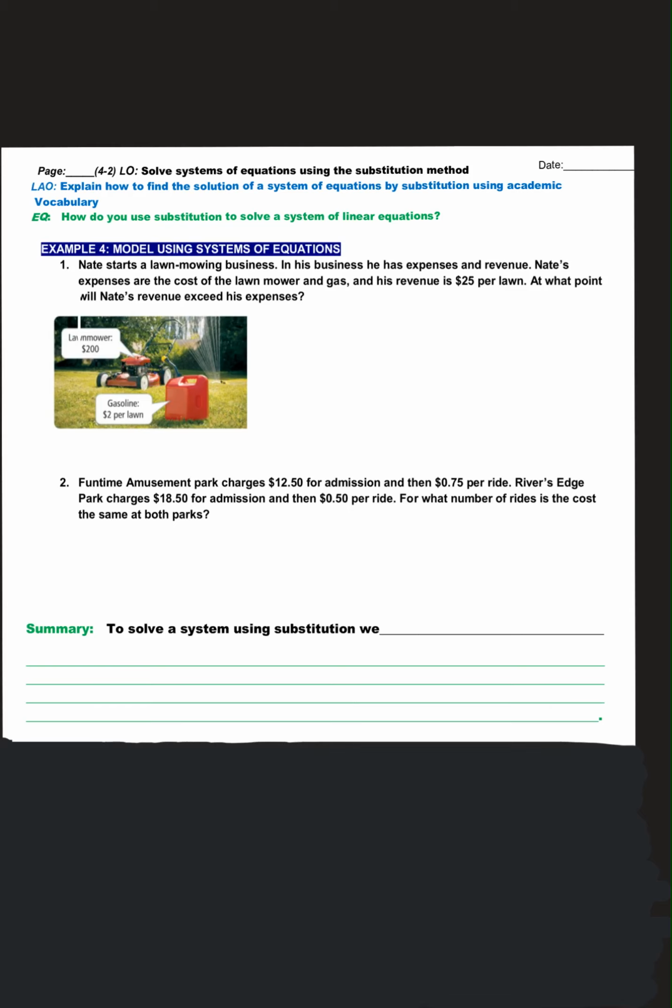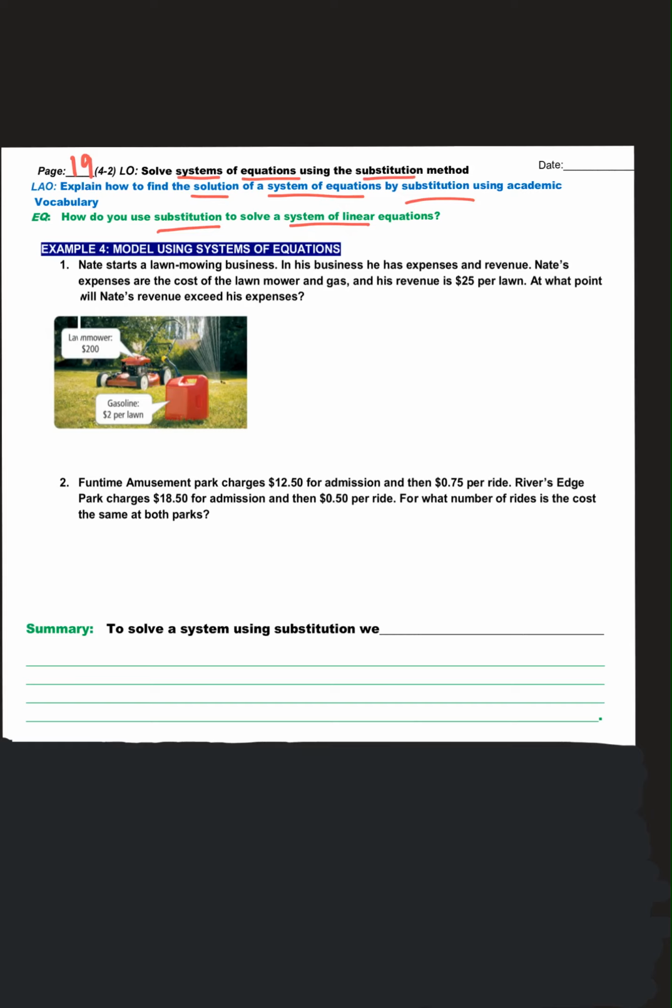All right, friends, we've made it to the very last example of 4-2. Just a reminder, this goes on page 19 if you are in my class and use an interactive notebook. Our learning objective is to solve systems of equations using the substitution method. Our language acquisition objective is to explain how to find a solution of a system of equations by substitution using academic vocabulary. And our essential question is, how do you use substitution to solve a system of linear equations?